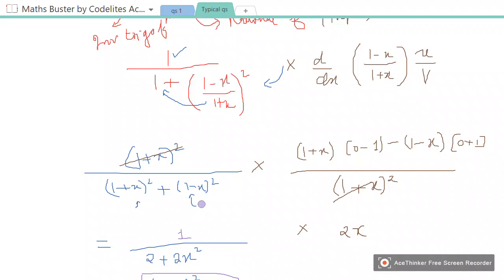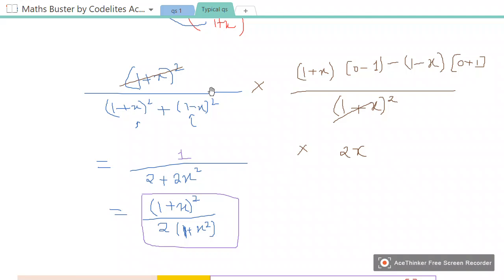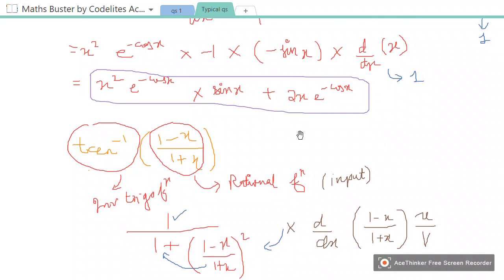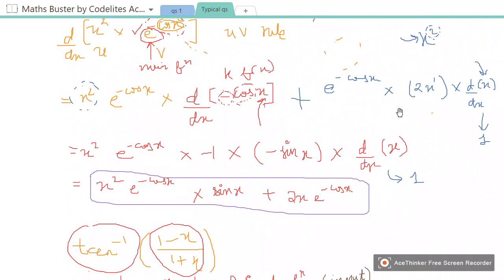So in the next step, this will be erased. In the denominator you can take 2 common. Simply take 2 common and cancel it with this. You will have x upon 1 plus x. So this answer plus this one will be your final differentiation for this term.